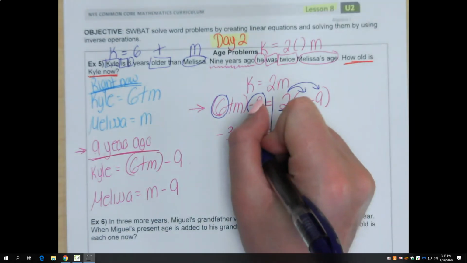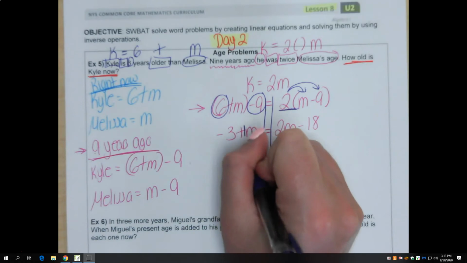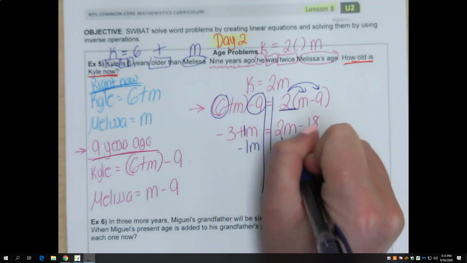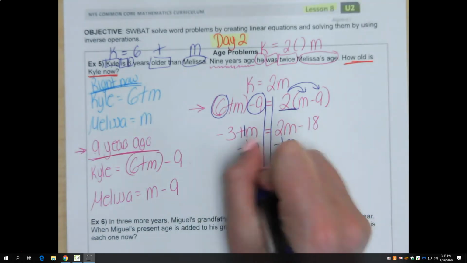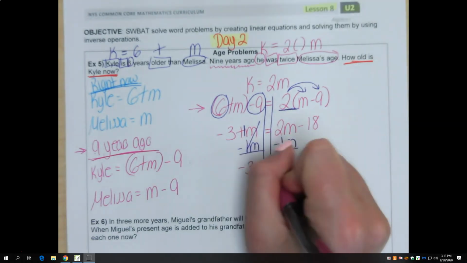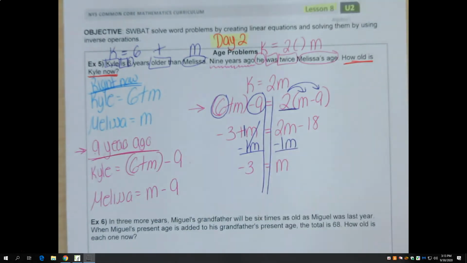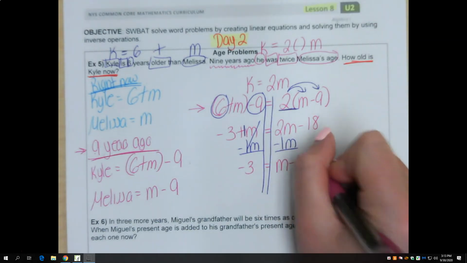I'm going to bring this 1m to the opposite side. I like bringing the smaller to the bigger. So the opposite of addition is subtraction, subtracting 1m on both sides. All I have left is a negative 3 equals 2 minus 1 is 1. So now I just have 1m minus 18.